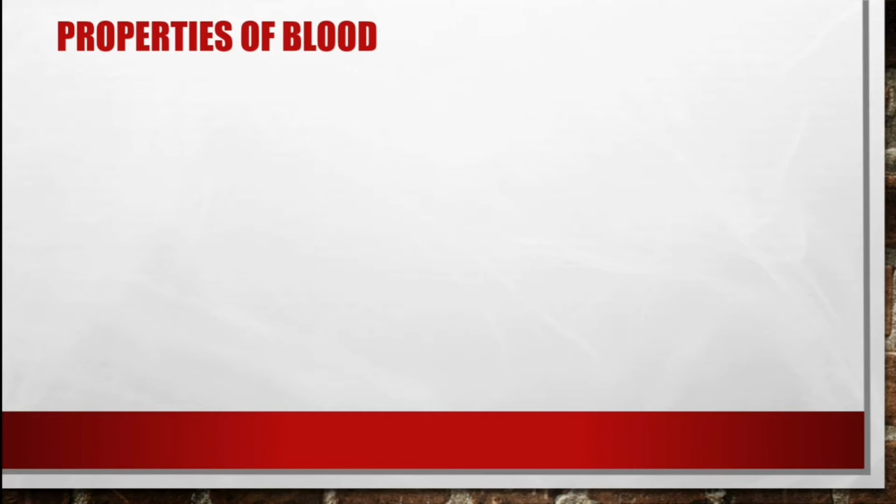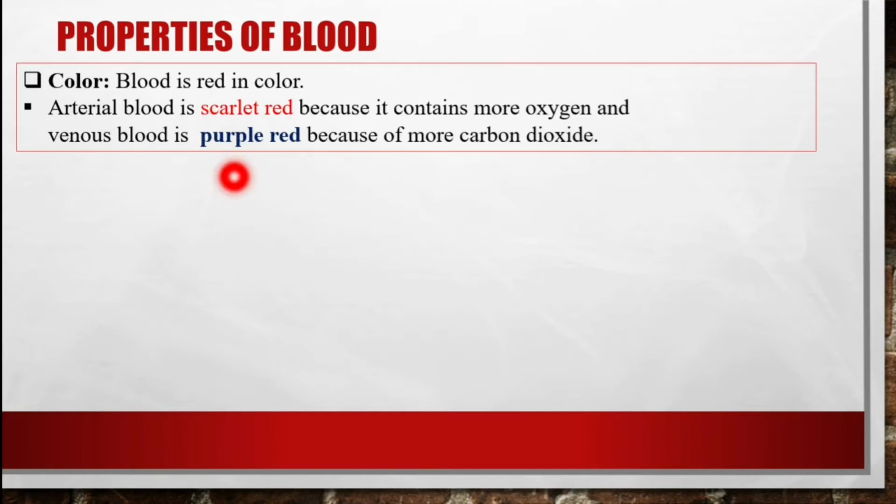The first property I want to talk about is color. Blood is red in color. Now, there is a difference between arterial blood and venous blood. Arterial blood is scarlet red because it contains more oxygen, and venous blood is purple red because it contains more carbon dioxide.